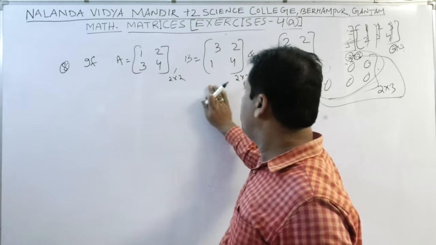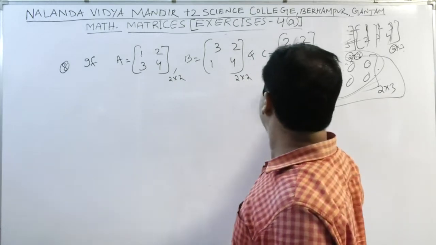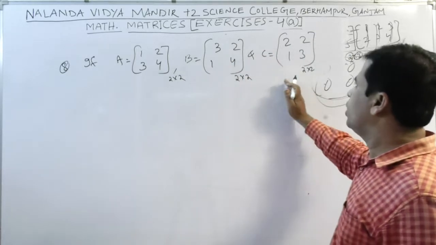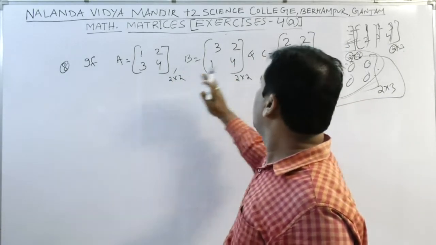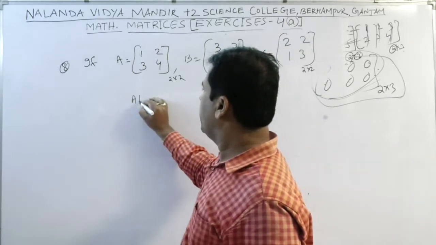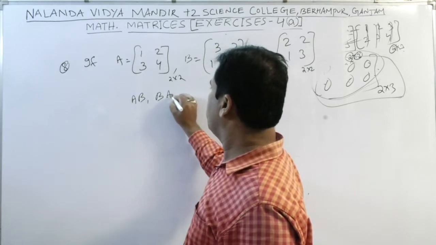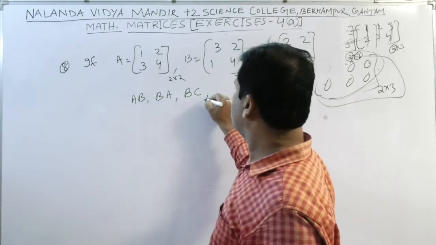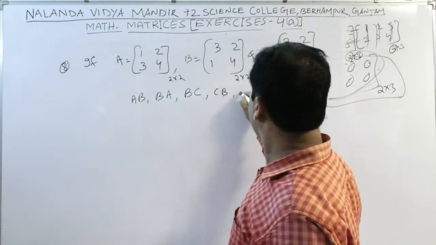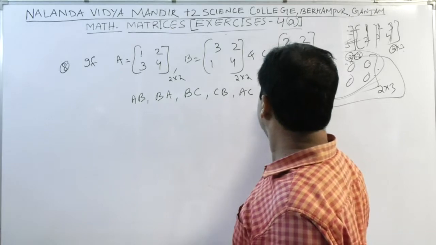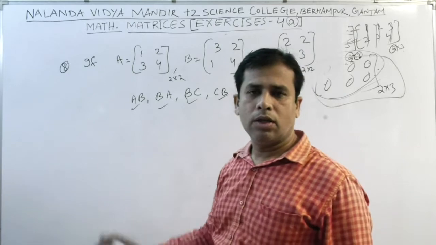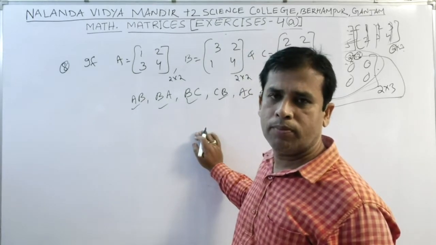We can multiply A with B and A with C. We can multiply B with A and B with C. We can multiply C with A matrix and C with B matrix. We can find AB matrix, similarly BA matrix. We can find BC matrix and also CB matrix. We can multiply AC matrix and also find CA matrix. All the products are possible. You can do this problem in the proper way.